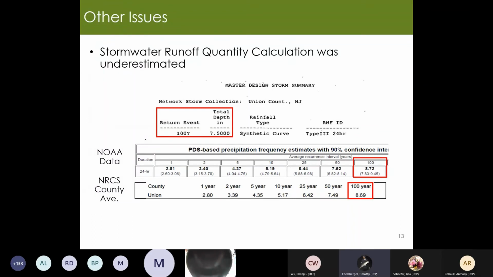Another issue is with this stormwater management report. The rainfall depth that the report shows for a 100-year storm, 7.5 inches, is too low. Both the NRCS's county average and NOAA's rainfall data show a much higher value for rainfall depth. Using 7.5 inches results in a 15.9% less estimated runoff volume or peak flow rate than using NOAA or NRCS's data. That is a significant amount. As a township reviewer, the engineer should be familiar with the typical rainfall depths that apply to the township.